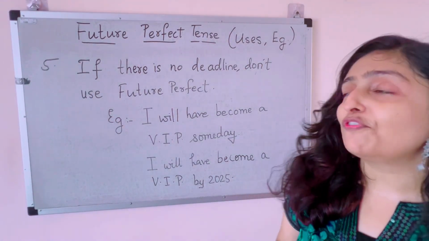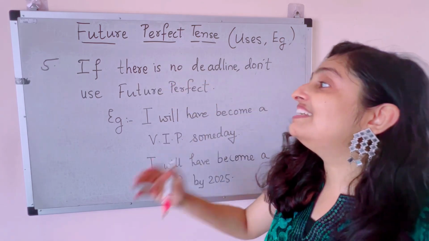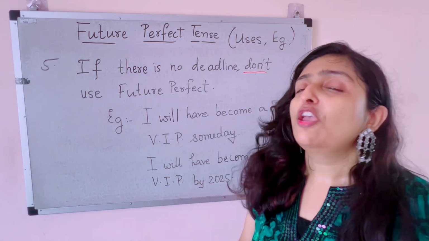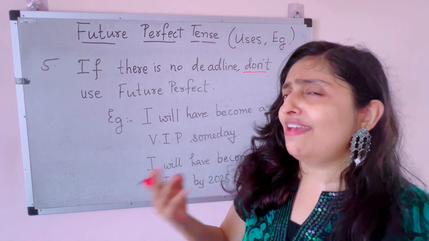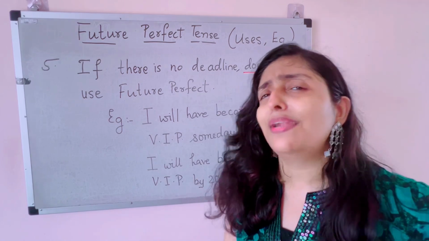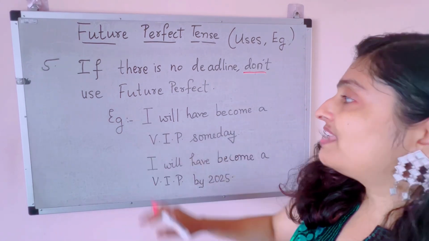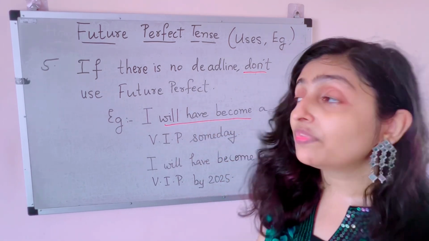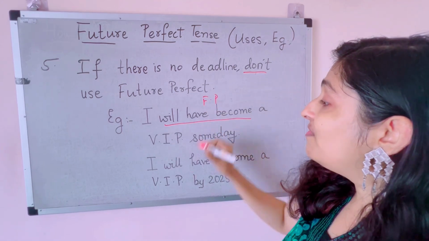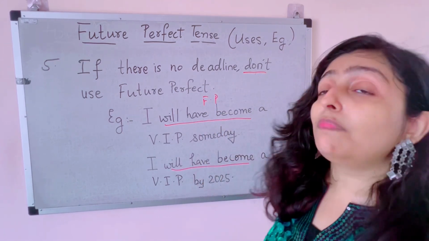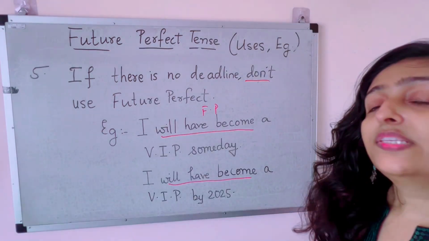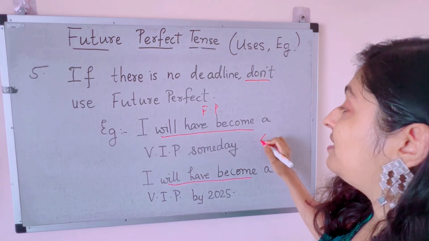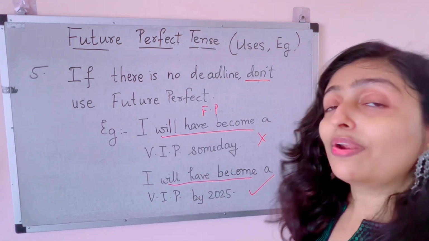Moving on to the fifth rule: if there is no deadline, do not use future perfect tense. Do not use future perfect tense if there is no guarantee, no target line, no deadline, no assurance. Example: I will have become a VIP someday. This is in future perfect. I will have become a VIP by 2025. So which sentence is incorrect, the first or the second? This is incorrect and this is the correct one.